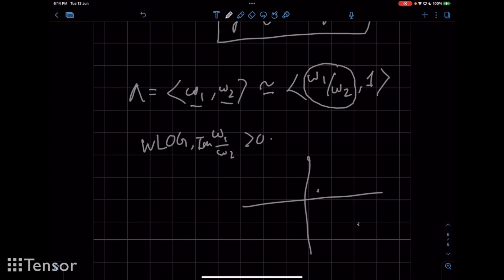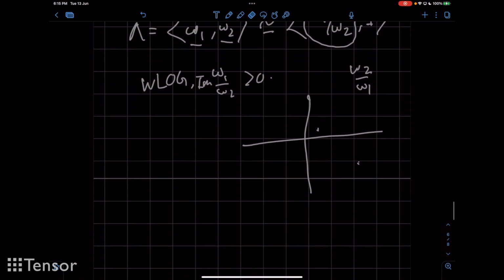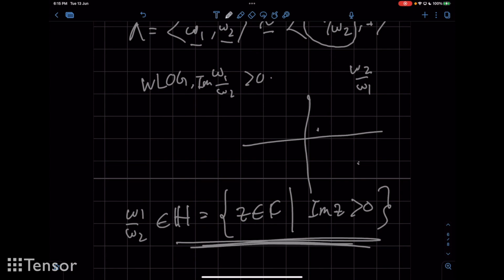So if omega 1 by omega 2 has imaginary part negative, then we can simply consider omega 2 by omega 1, right? That is why we can, without loss of generality, assume that the imaginary part of omega 1 by omega 2 is positive. In other words, omega 1 by omega 2 is in the upper half plane, and the upper half plane is defined as all the complex numbers that have imaginary part positive. So this is the set we shall be dealing with a lot.